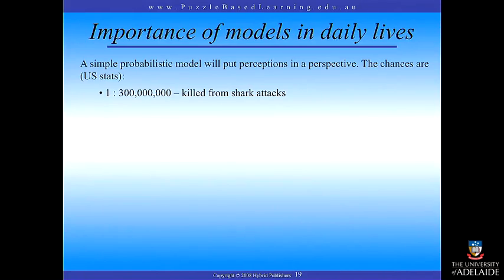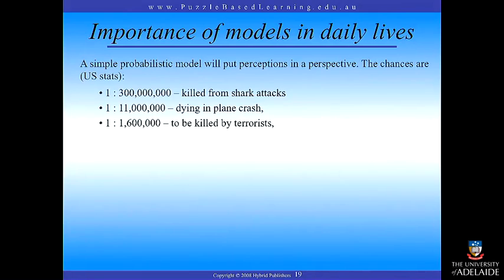One person dies per year out of 300 million people, right? So if you're in a population of 300 million people, the chance of dying by a shark attack is 1 in 300 million. I mean, it's harder than winning the lottery. Plane crash, 1 in 11 million. So if you keep looking, you're going to see things in perspective, right? Being killed by a terrorist, 1 in 1.6 million. 1 in 1 million to be in a plane crash. So even when you are in a plane crash, the chance of being killed is just 1 in 10.